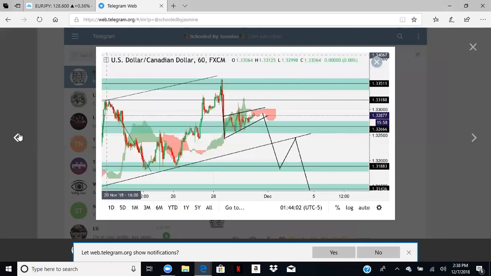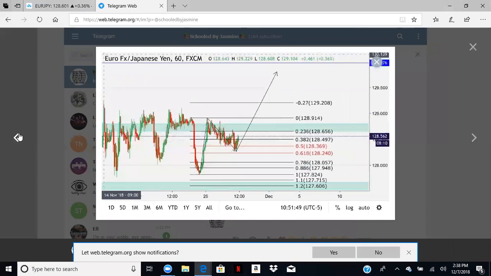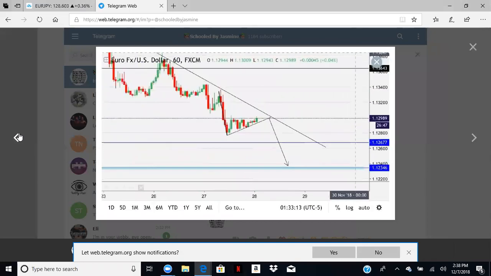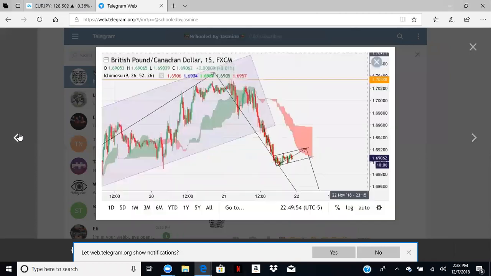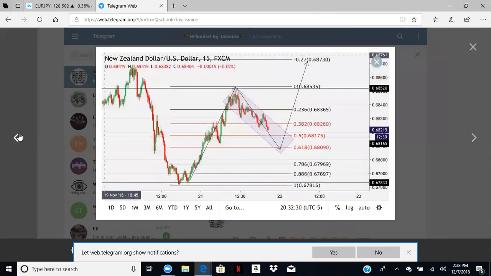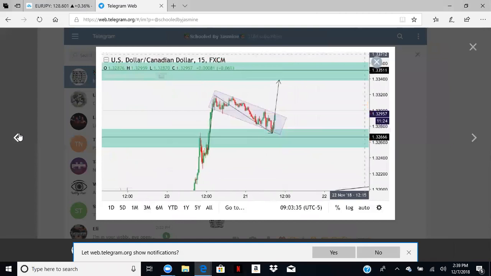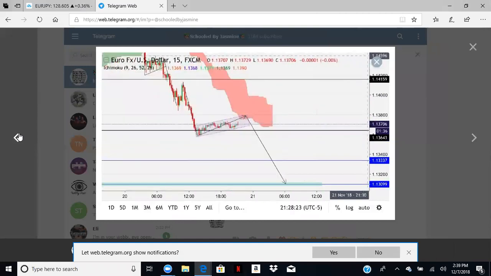So hopefully when I post a setup, you guys can understand it a little bit better, what I'm looking at, what I'm looking for. You guys can see that they all look the same. It's never going to change, guys. Why would I make it more complicated? It's never going to change.